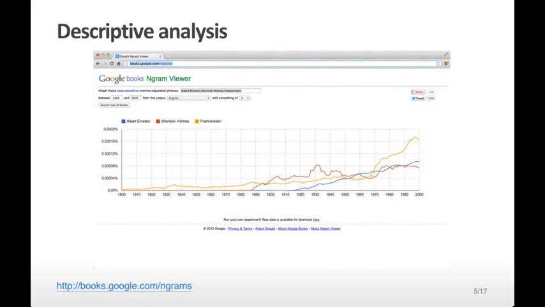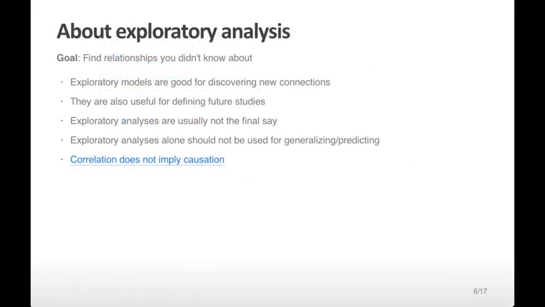The Ngram Viewer shows the relative frequency of particular terms over time in books that have been indexed by Google. Again, the goal is not to infer anything about the frequency of these words or to make any predictions about the future. It's simply to describe the patterns of observed frequencies of particular words or phrases in books that have been indexed. The next kind of analysis is an exploratory analysis.